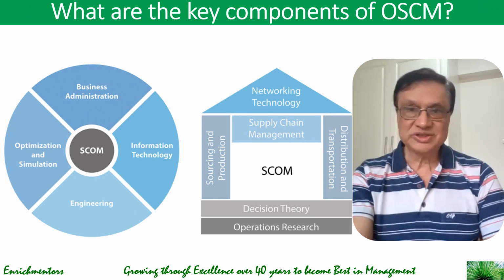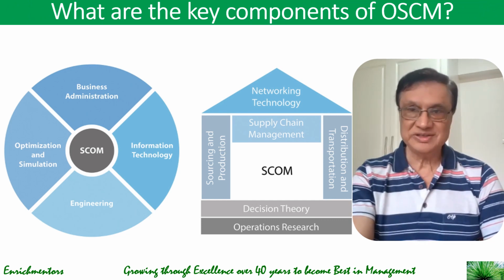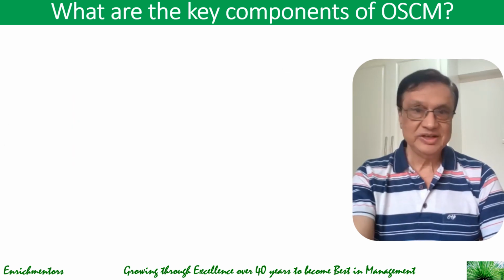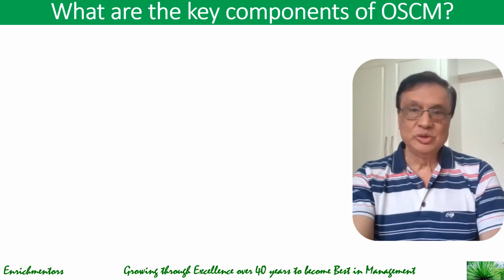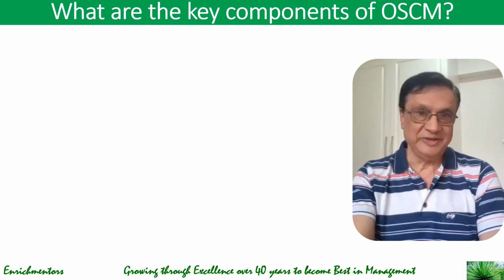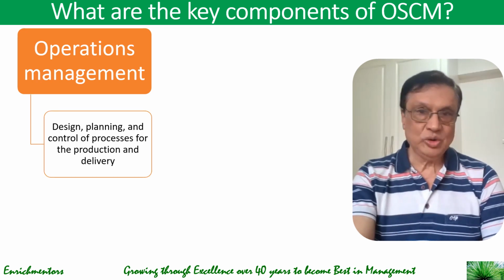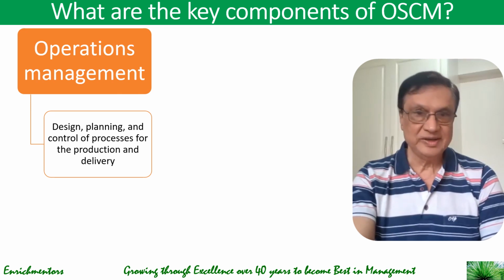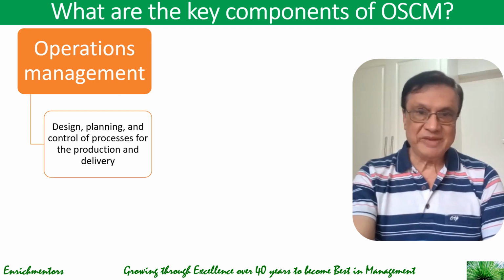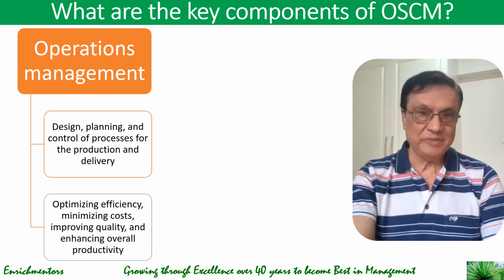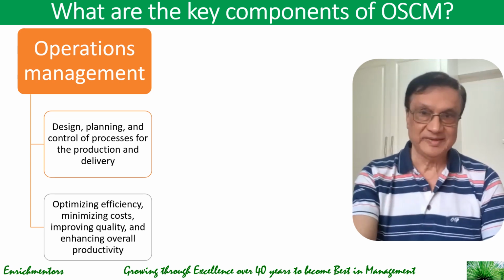So what are the key components of OSCM, or operations and supply chain management? Any thoughts? See, it broadly includes two: operations and supply chain management. Now, operations management involves design, planning, and control of the processes for production and delivery of goods and services. It includes activities such as production planning, quality management, process design, and inventory control. The primary objective of operations management includes optimizing efficiency or minimizing cost, improving quality, and enhancing overall productivity.